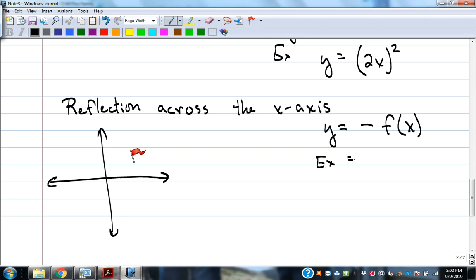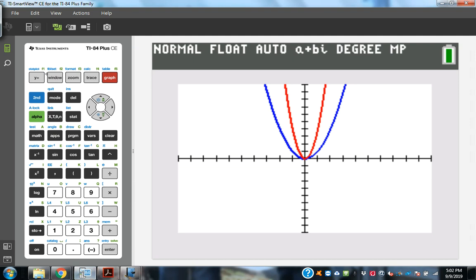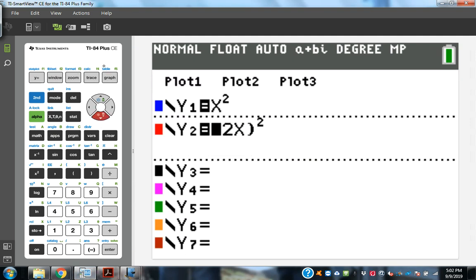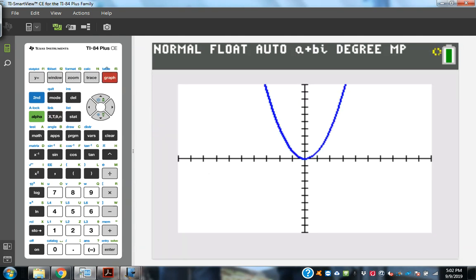An example would be if you had y equals negative x squared. Again, we could go to our equation. The parent function is there first. Put a negative and then x squared. Boom. It just flipped it down just like that. It changes the y values' sign. That's what a reflection across the x-axis does.